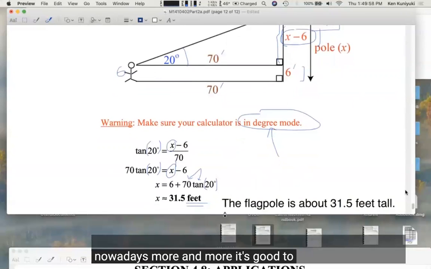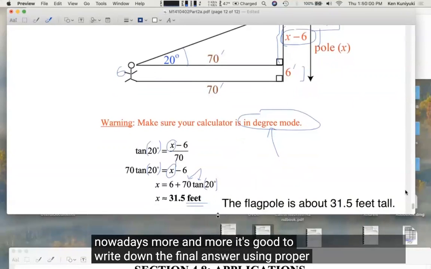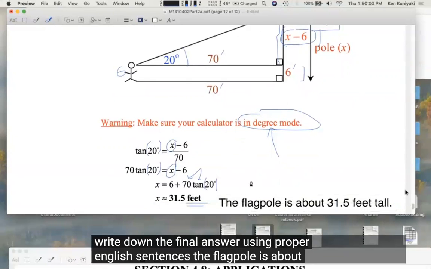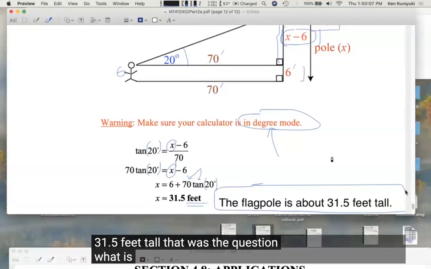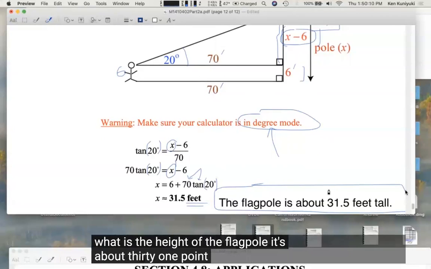Nowadays, more and more, it's good to write down the final answer using proper English sentences. The flagpole is about 31.5 feet tall. Okay, that was the question. What is the height of the flagpole? It's about 31.5 feet tall.